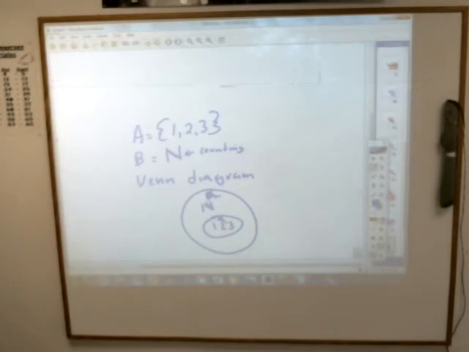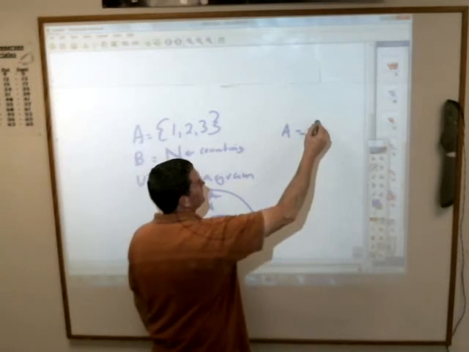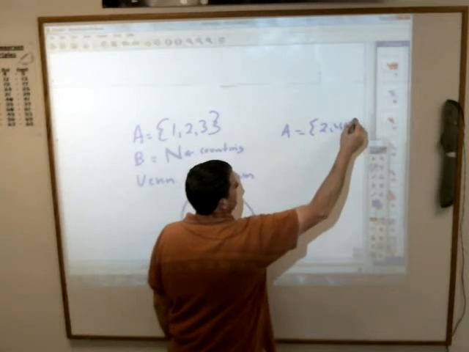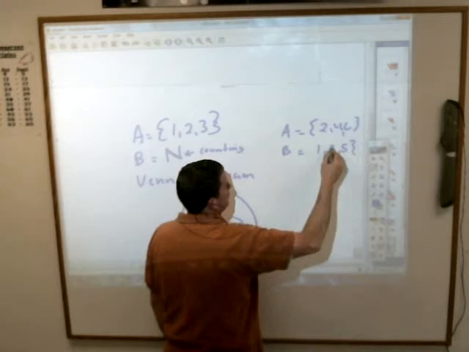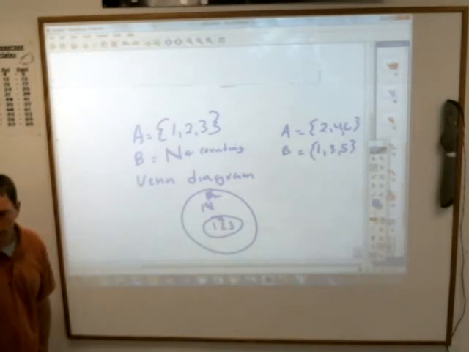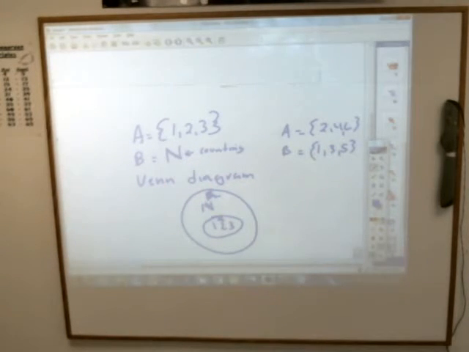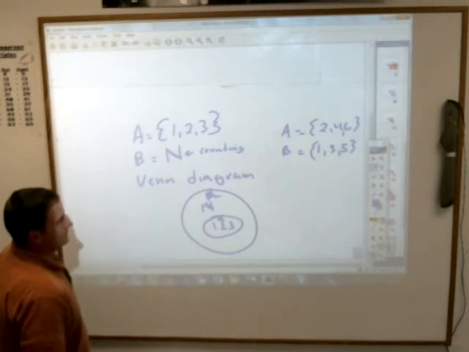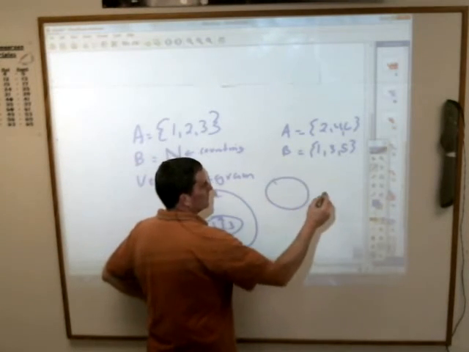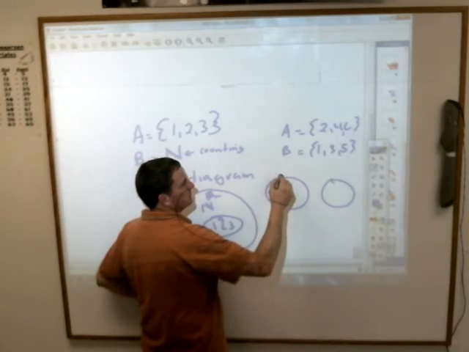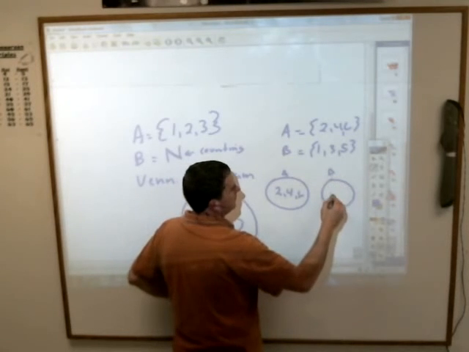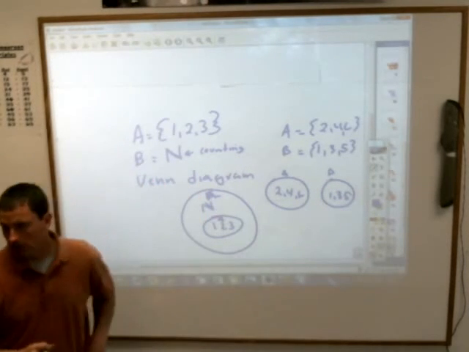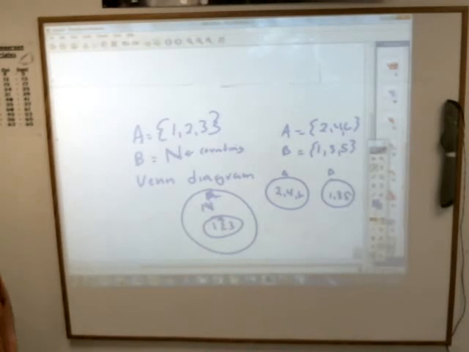One more, just for fun. Do I have enough time? Sure. A equals 2, 4, and 6. And B equals 1, 3, 5. If you were drawing a Venn diagram of that, what would it look like? Two separate circles. No triangles, but circles is good. You've got A, which is just 2, 4, and 6. And then B, you've got 1, 3, and 5. I guess I probably should have put the letters inside.